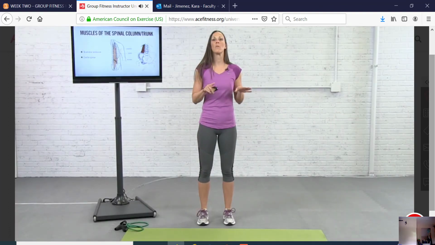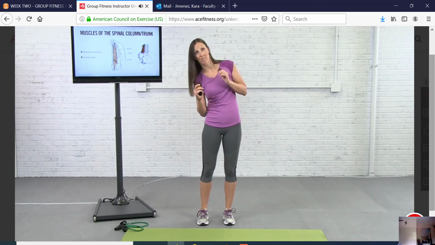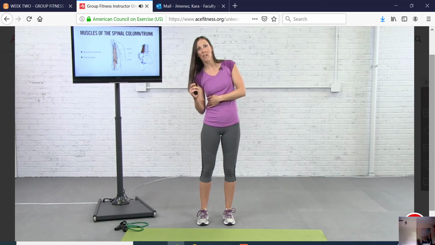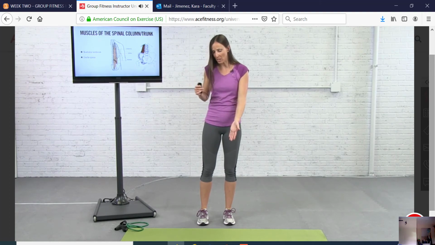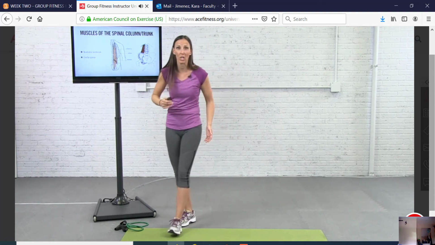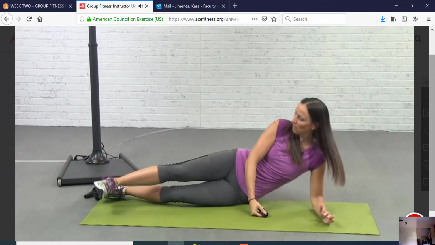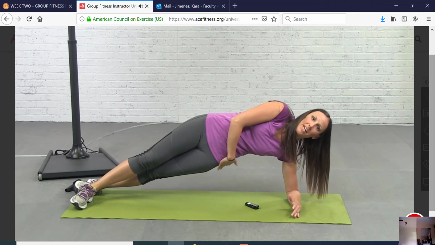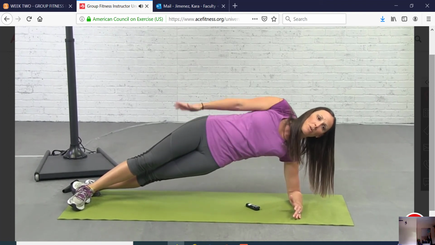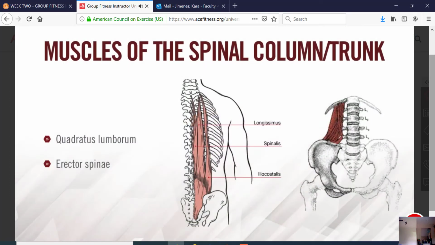In addition to rotation of the spine, we can laterally flex the spine. This sideways movement fires the quadratus lumborum, sometimes called the QL. An exercise I'll do on the floor to activate the QL is a side plank. Creating that little arch on my lower portion of my body, getting that lateral flexion on that side.